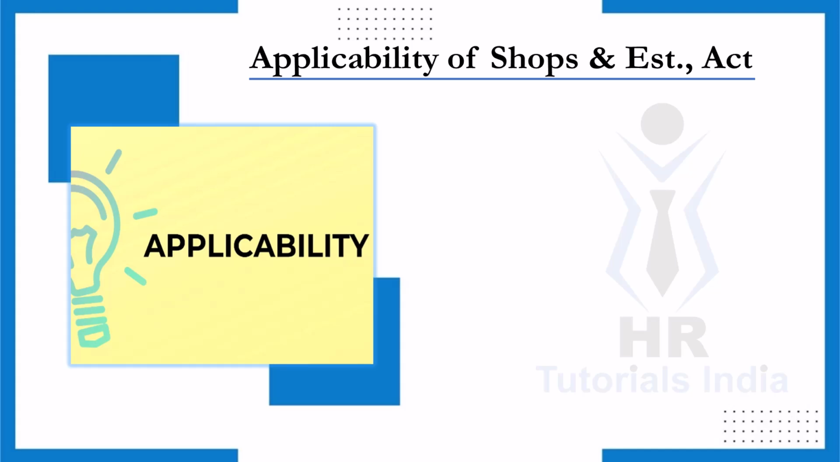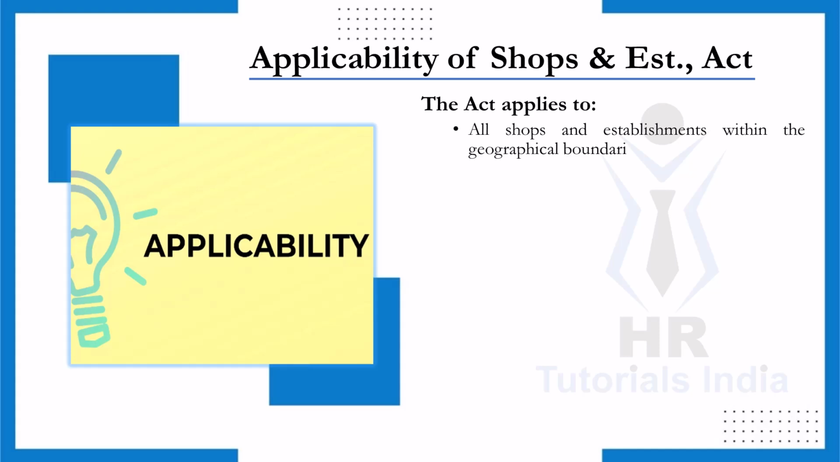Applicability of the Shops and Establishment Act. The Shops and Establishment Act applies to a wide range of business and commercial activities, ensuring fair employment practices across various sectors. The Act applies to all shops and establishments. The Act is applicable to all shops and establishments within the geographical boundaries of the state. This includes any retail or wholesale store, offices, warehouses, restaurants, and even small-scale businesses that operate within the state's jurisdiction.